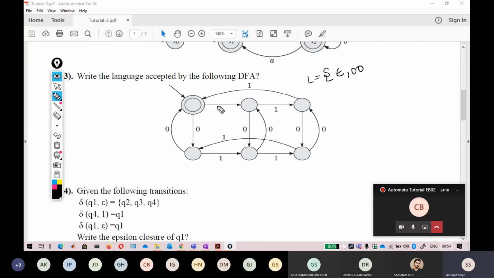Okay, so 1 0 1 0 0 1 0 0 1 1 1 1. Okay, so 1 0 0 1 1 is also accepted. So what other path can you follow? If this one is 0 0, then 1 1 1, so triple 1, I have reached there, and again it goes to 0. Okay, so this path can also get accepted.